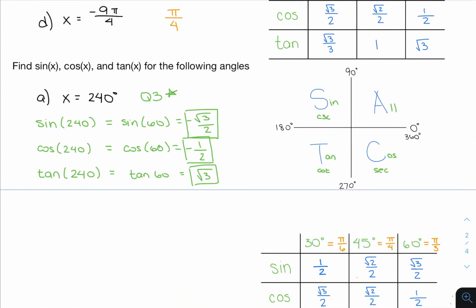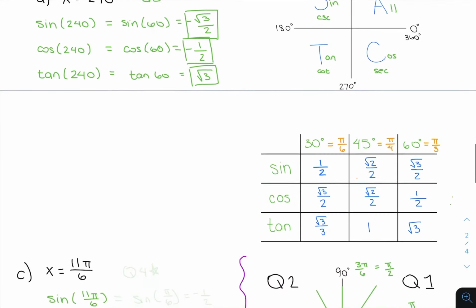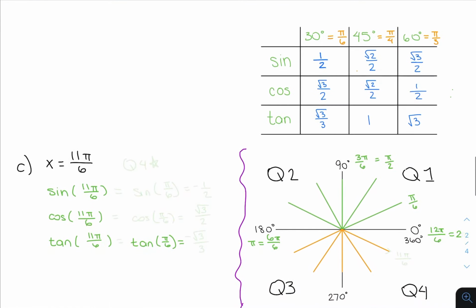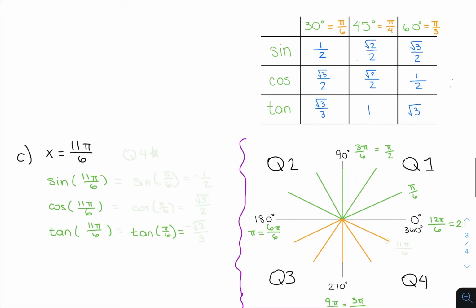working with. So it's actually similar with radians because for sine of 11 pi over 6, this is equivalent to saying sine of pi over 6, because remember that pi over 6 was the reference angle for 11 pi over 6. And based on the chart, sine of pi over 6 is 1/2.